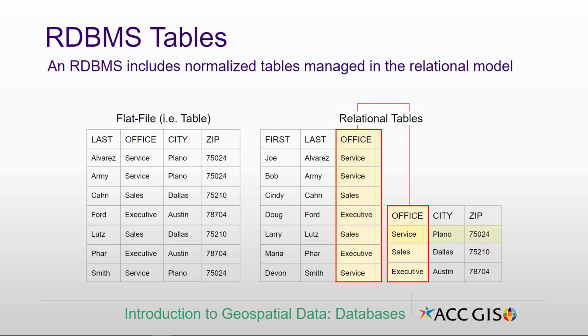And so if I have to update or change the service office from Plano and the zip code to another city and zip code, I can just change one record and it will replicate back to all the employees that are stored there. In this case, we're only talking about 3 employees, but what if you have 3,000 employees? Then you only have to change one record to update the data for 3,000 employees. That's a much more efficient way to store and manage data.